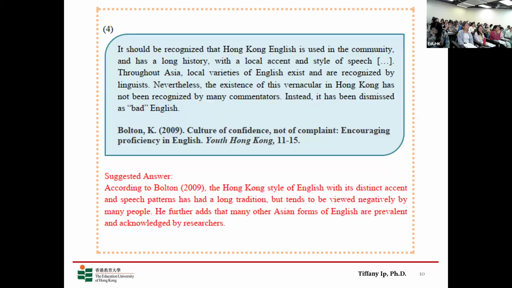Yeah. So just now, we also mentioned this for note taking. We group them together. So here, we can use this phrase, according to Bolton, 2009, a Hong Kong style of English, so you can keep Hong Kong English or the Hong Kong style of English with this distinct accent. Distinct means unique, so it's also a word that you can use. Distinct accent and speech patterns has had a long tradition. But, so this is the first sentence, and this is the third sentence. But tends to be viewed negatively by many people.